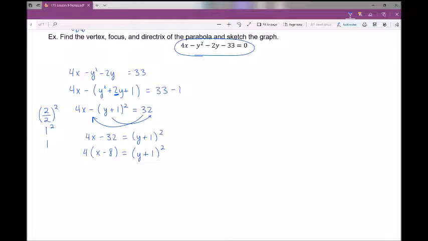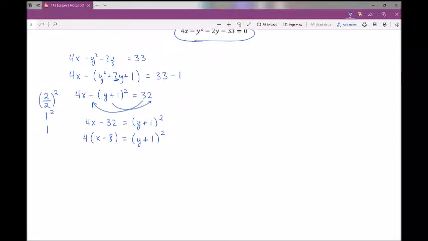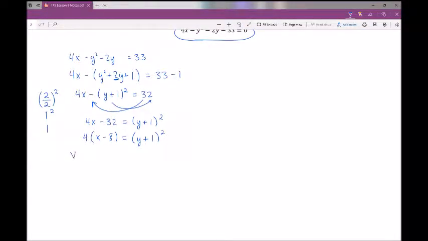Okay, so let's see what we can do from here. Well, we can definitely find the vertex. So we know that the vertex is going to be positive 8, comma negative 1. Okay, and that comes from the fact that our standard form equation has negative signs. So basically you just want to switch the sign of whatever your coordinates are in those parentheses. Okay, let's see what else we can find. Well, we know that 4 is equal to 4p, so we know that p is equal to 1. Well, that helps us because now we can find the focus, right?